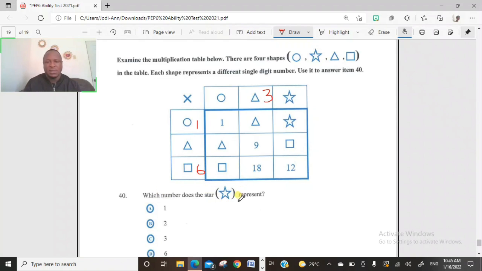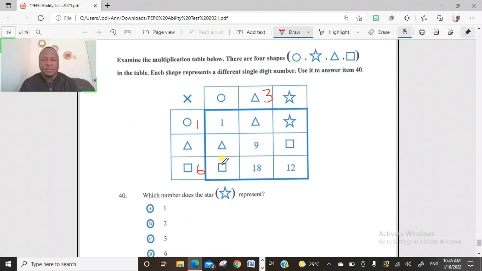Now, which number does the star represent? So here is a star over in the last column. So let us see something in the star. We see there's a box here in the star column, and you get back star. One times star will give you back a star, definitely. Now we see a 12 here. Now there's 18 here and there's 12 here.